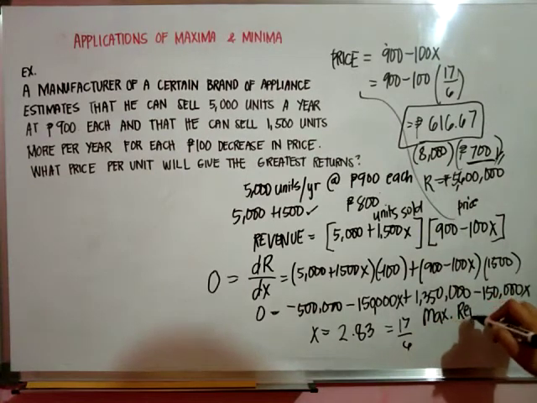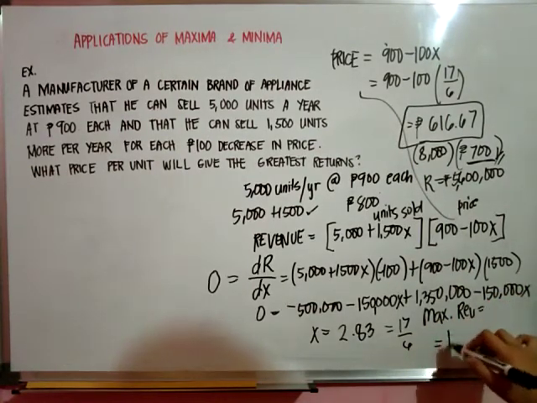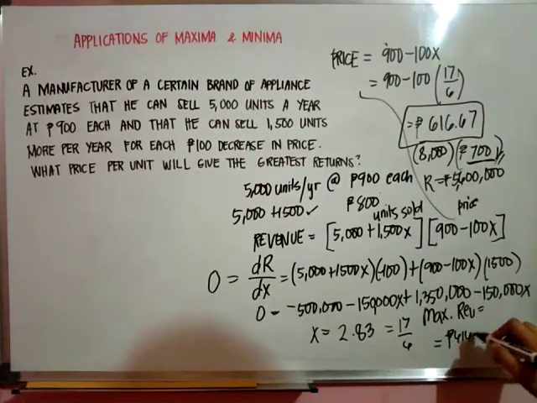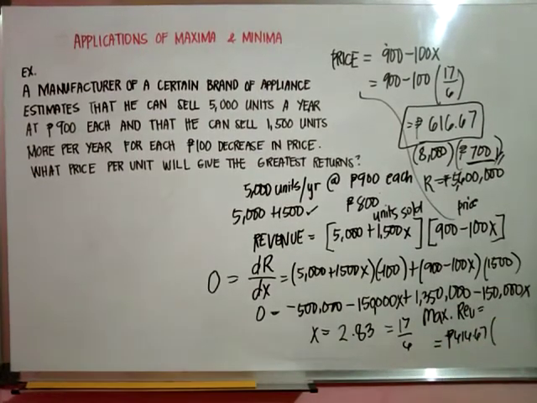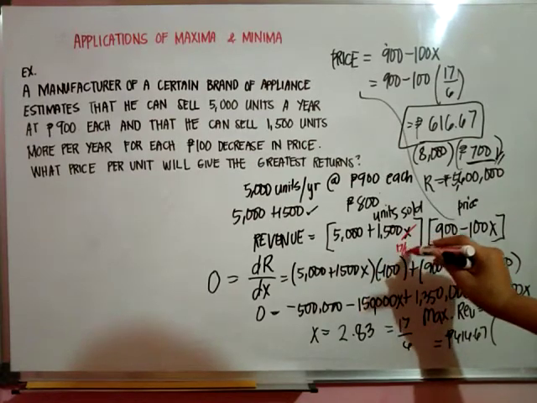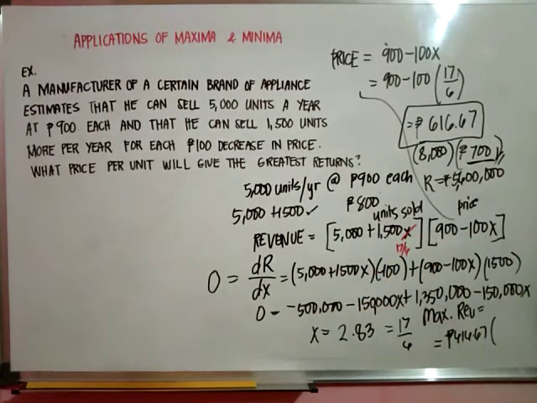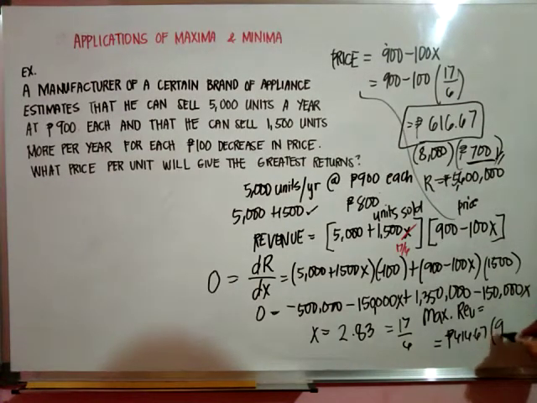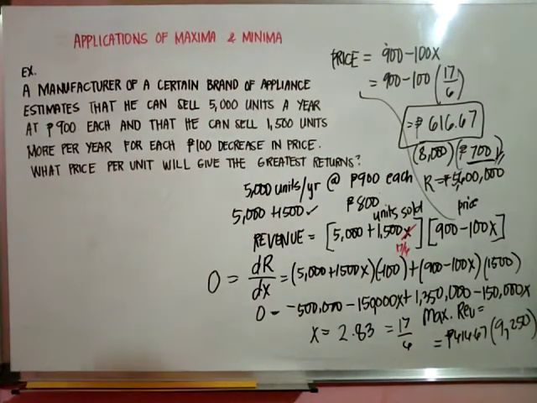Maximum revenue, we have, di ba yung price natin is 616.67 multiplied by... so yung 5,000, palitan natin dito ng 17/6. So, we have the number of units, 5,000 plus 1.5 times 17/6. We have 9,250 units.